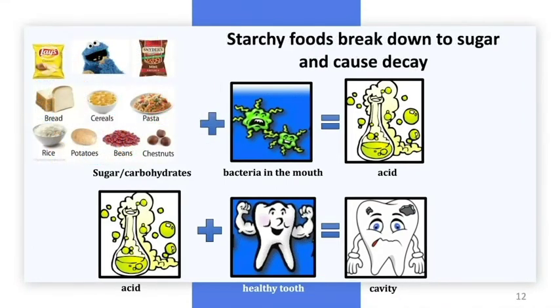But it's not just sugary foods that cause cavities, it's starchy foods as well, things that aren't typically sweet that you would think of. So chips, crackers, pretzels, bread, pasta, potatoes, rice. These are complex carbohydrates that break down to sugar, and the mouth recognizes that sugar just as it would sugar from a lollipop. So that breaks down to sugar, interacts with the bacteria, creates an acid, and that acid over time can cause cavities.